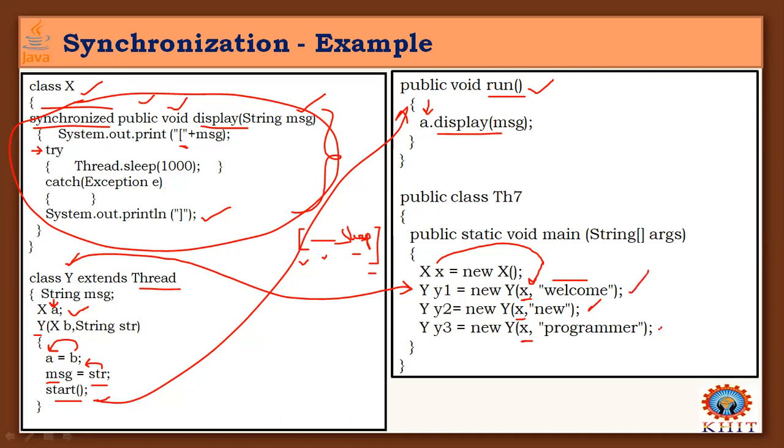So what is my intention here? First, display the square bracket and the string welcome and the close bracket. Like that, the next one, and the third statement is square bracket open, programmer, and close bracket. Like this, I want to synchronize the methods or threads which are executing on these classes. This way we can synchronize. And we are going to see how this program responds to the user using synchronized and without using synchronized. Okay.